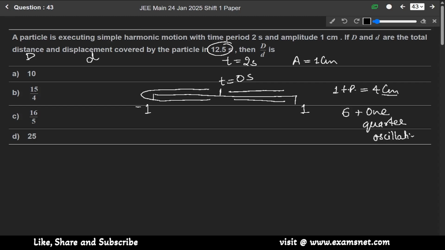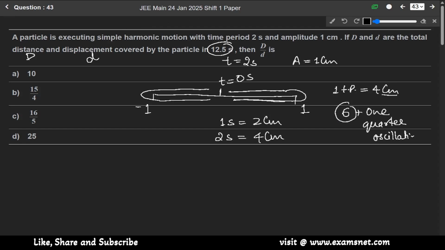Since in half second it is traveling 1 centimeter, another half second it is traveling another 1 centimeter, means in 1 second it is traveling 2 centimeter. So in 2 second it is traveling 4 centimeter. So in 12.5 second it is completing 6 oscillation plus 1 quarter oscillation.